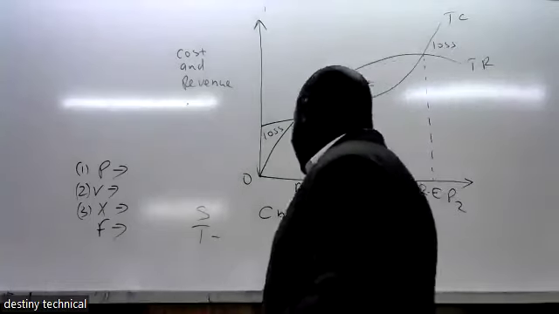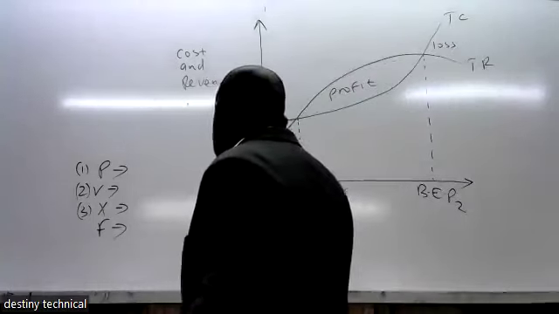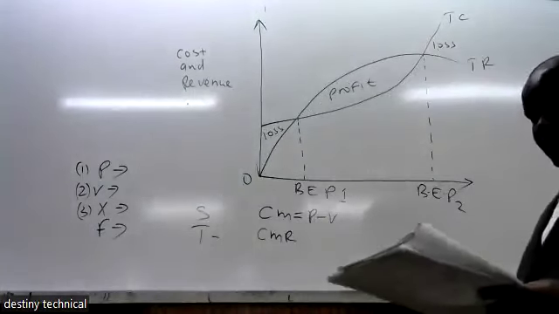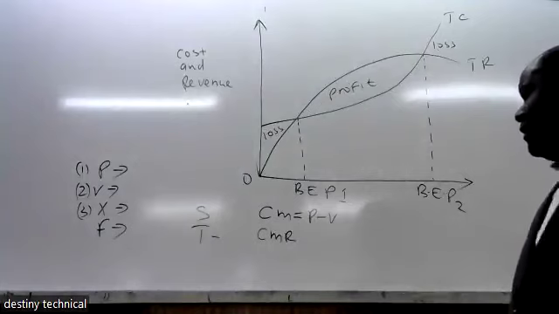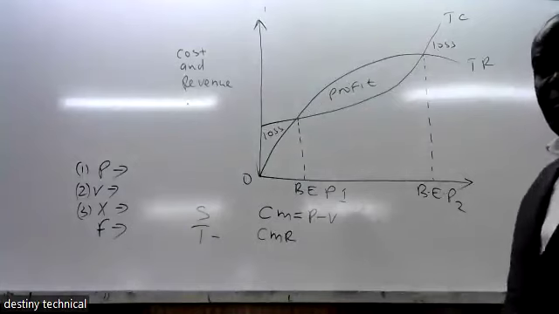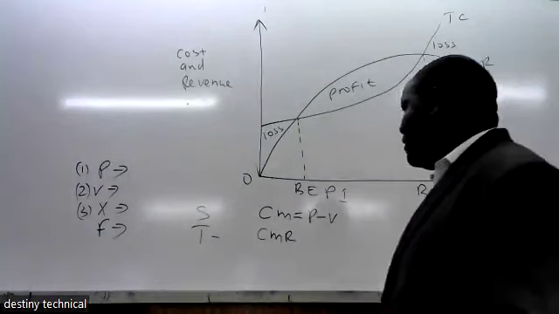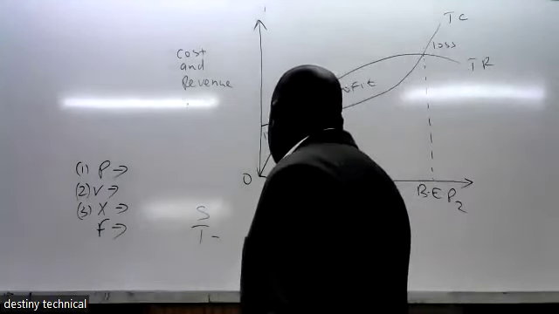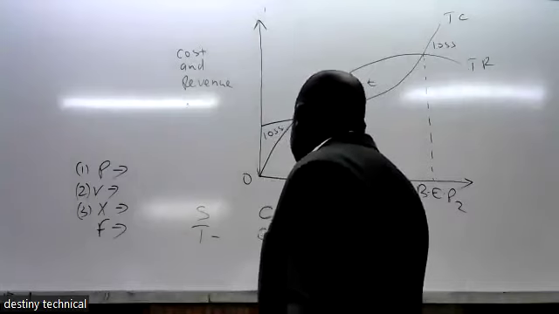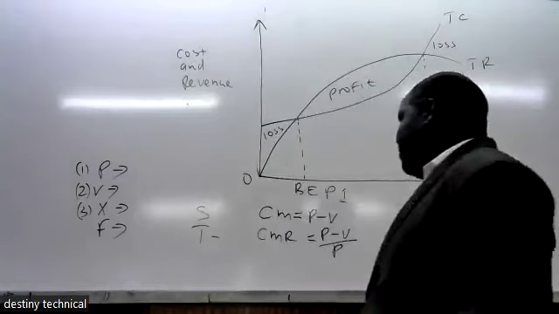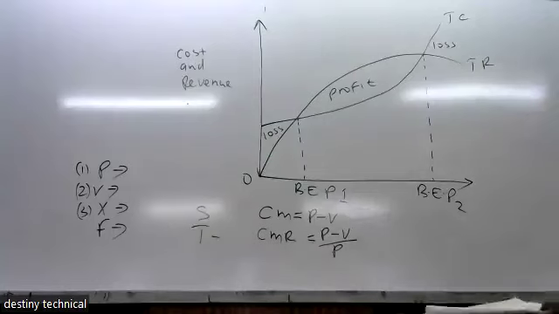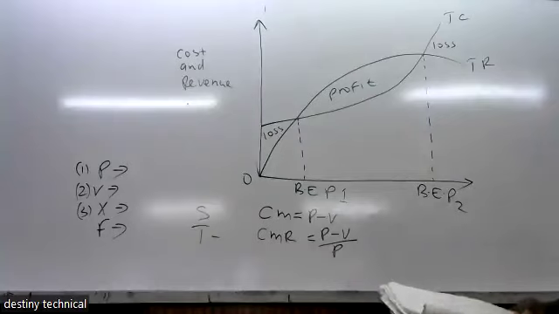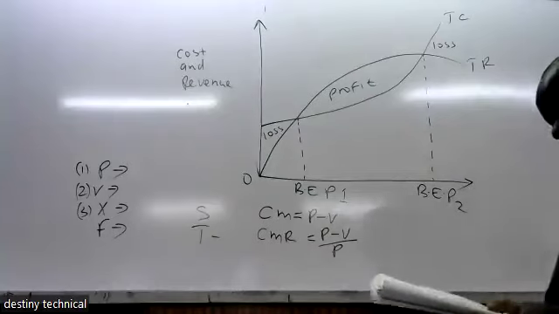Then there is also CMR. CMR is the contribution margin ratio, and it is equal to P minus V divided by P.